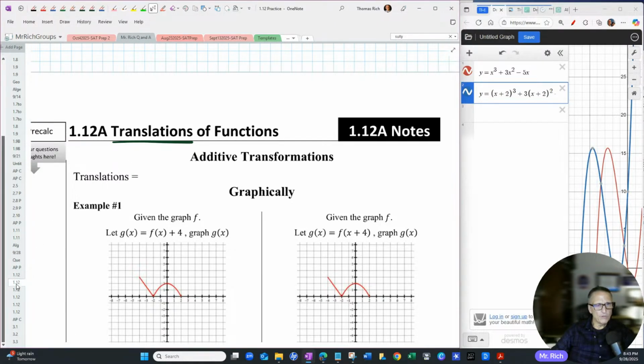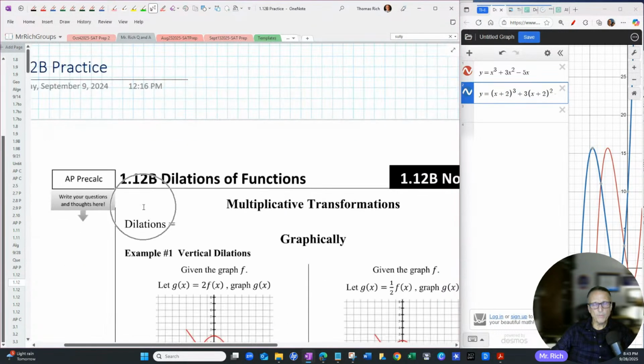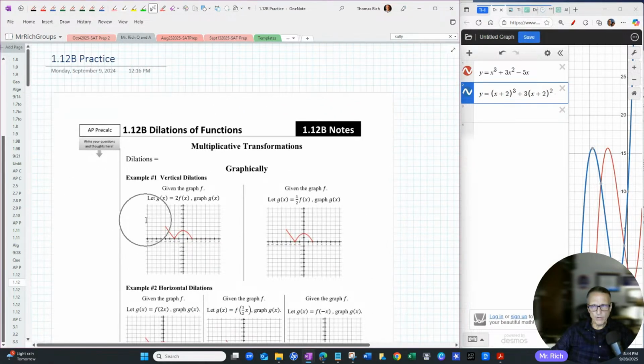But then the second one is going to be when you are dilating the functions. That's where you're applying the multipliers in front of the function for the vertical dilations, or you're putting a multiplier in front of the x's, which then causes it to be horizontally dilated. Well, that is going to be it for AP Pre-Calc. Let's switch gears and go to AP Calc.